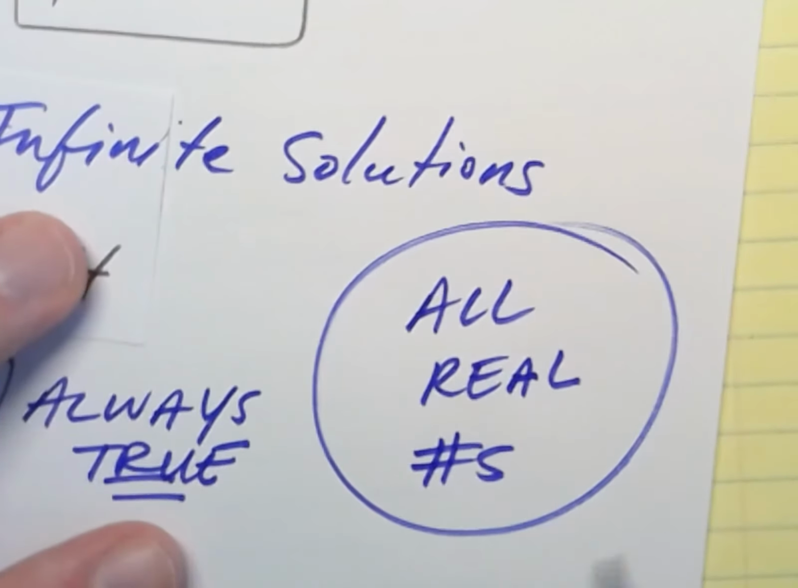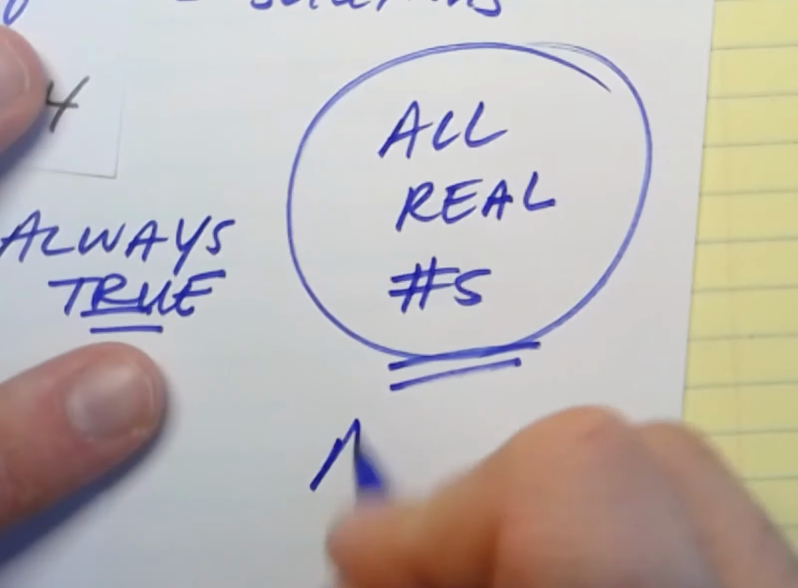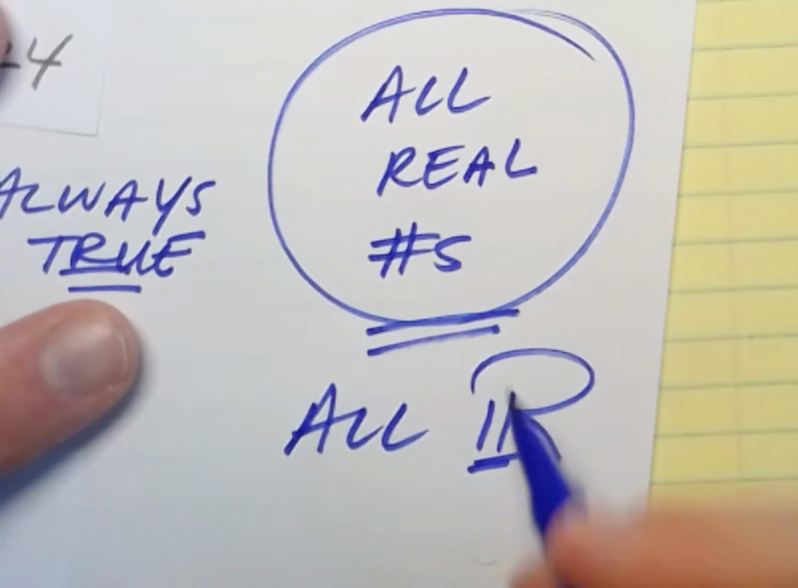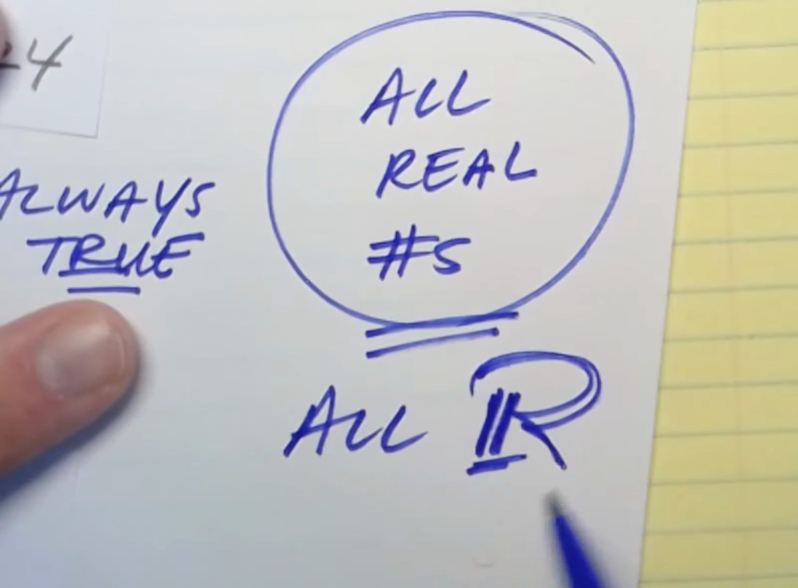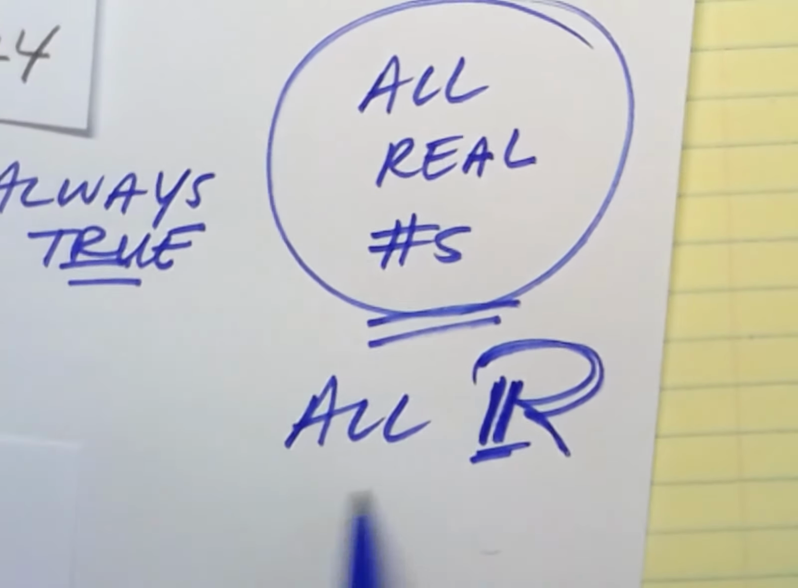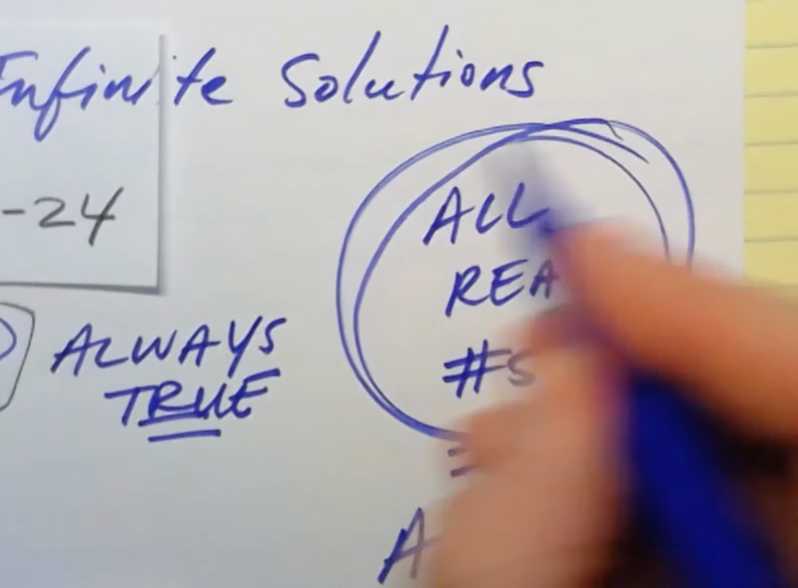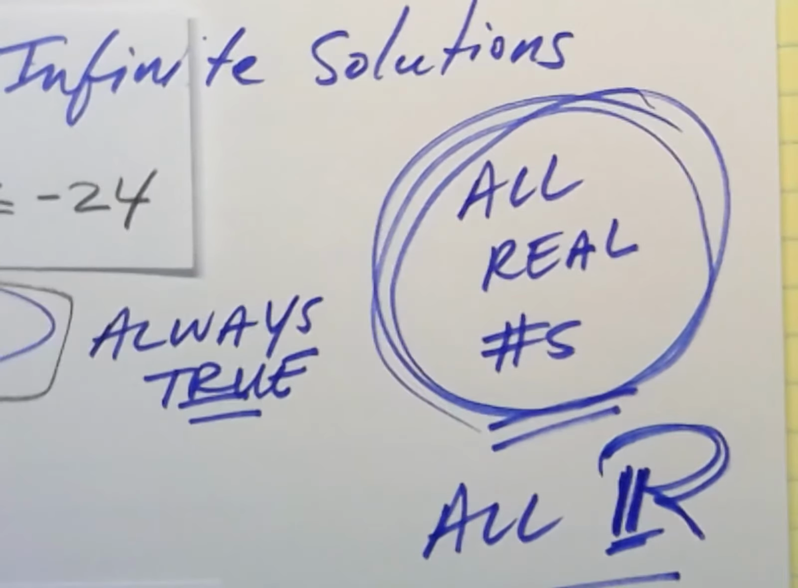That is what we say. We call it all real numbers. This little r that looks like this with little 2 lines here is how we say all real numbers. So all numbers will work for this. You can plug in any number and it'll work. And so this is what your solution is to this kind of a thing, is all real numbers.